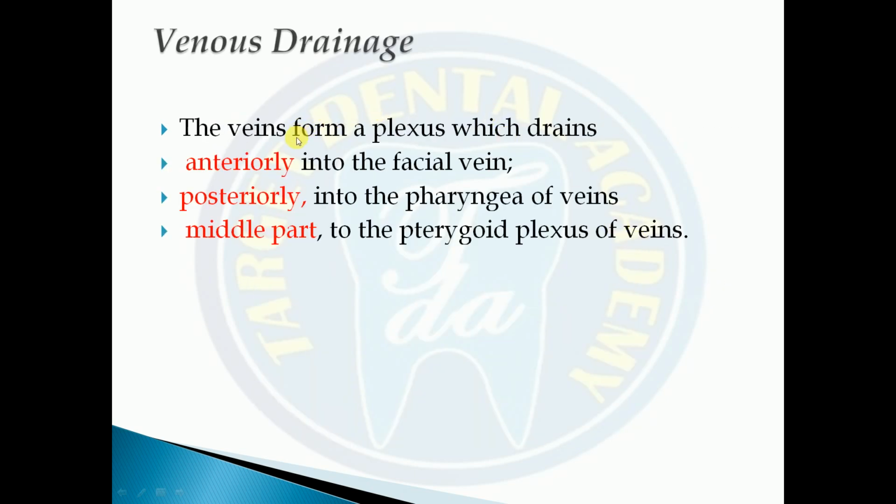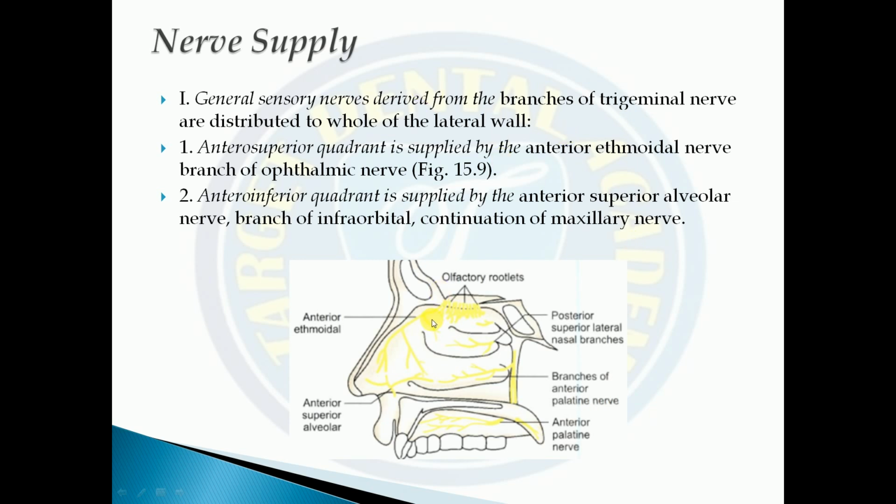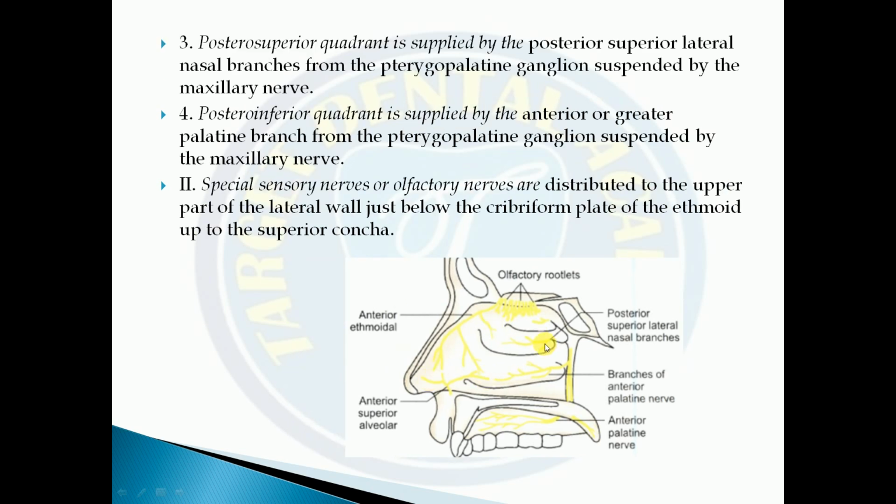Coming on to the venous drainage. Anteriorly into the facial vein, posteriorly into the pharyngeal plexus of veins, and the middle part into the pterygoid plexus of veins. Coming on to the nerve supply. The anterior superior quadrant is supplied by the anterior ethmoidal nerve, while the anterior inferior quadrant is supplied by the anterior superior alveolar nerve. The posterior superior quadrant is supplied by the posterior superior lateral nasal branches, while the posterior inferior is supplied by the branches of the anterior palatine nerve.